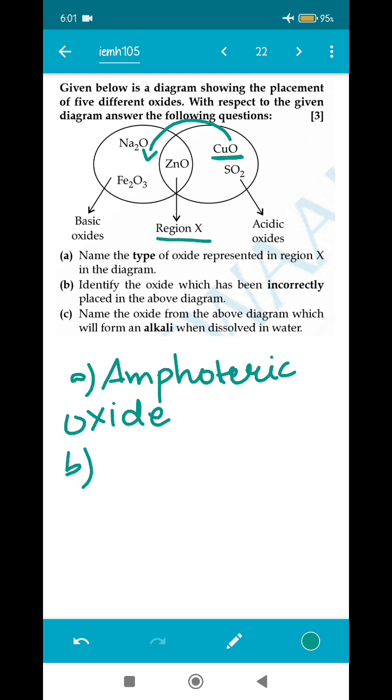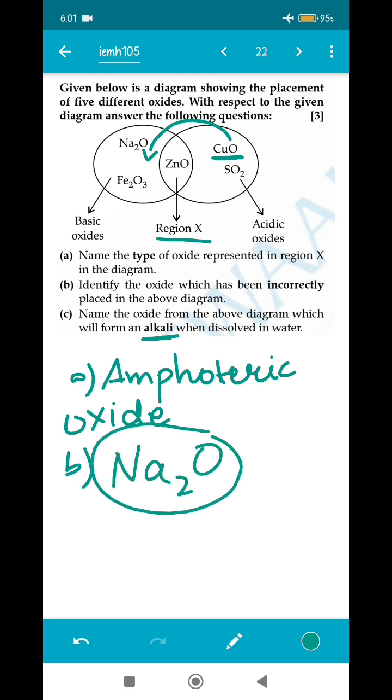Name the oxide from the given diagram which will form an alkali when dissolved in water. Now, we know very well that sodium, potassium, these oxides, when they dissolve in water, they are going to form potassium hydroxide, sodium hydroxide, and since they have said alkali, that means it has to be a soluble base. So the correct answer will be Na2O, sodium oxide.